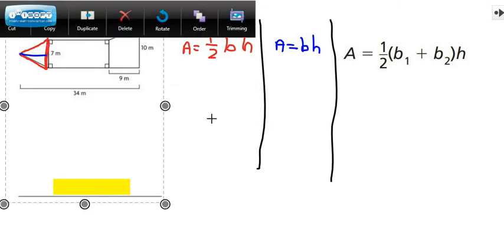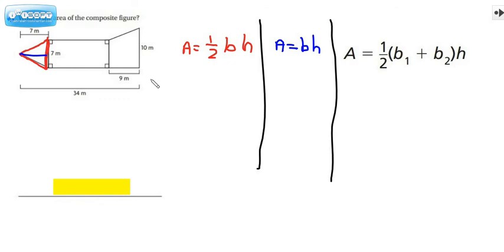So let's substitute those numbers into the formula. Area equals half of the base, which we said was 7, and the height we said was also 7. Alright, since we don't have an even number here, I'm going to suggest that we do the 7 times 7 first, which would be 49.